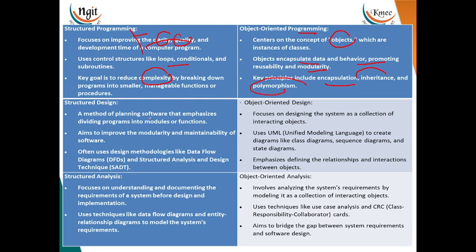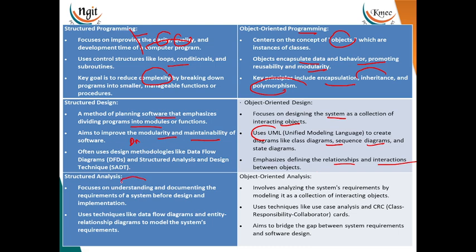Structured design is planning software that emphasizes dividing the program into modules. The focus is on designing a system as a collaboration of interactive parts. Modularity and maintainability were the major concerns here. UML, the Unified Modeling Language, was used to create diagrams such as class diagrams and sequence diagrams. Structured approaches often use data flow diagrams (DFDs), whereas object-oriented approaches emphasize relationships and how interactions happen.